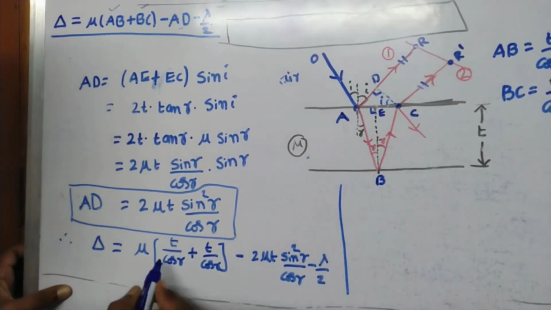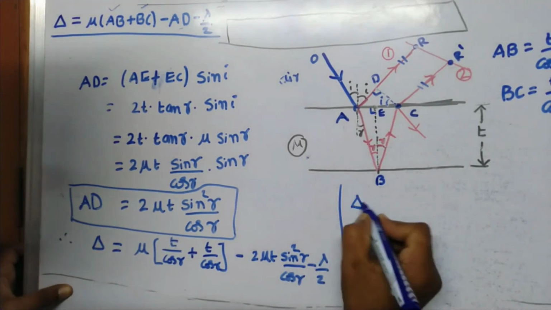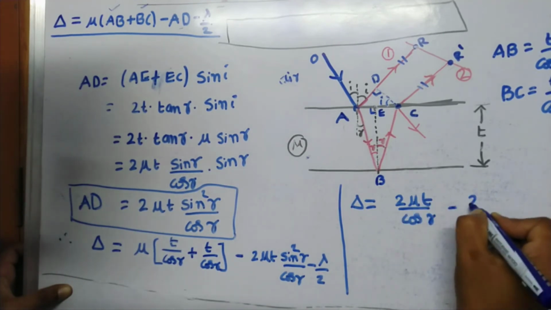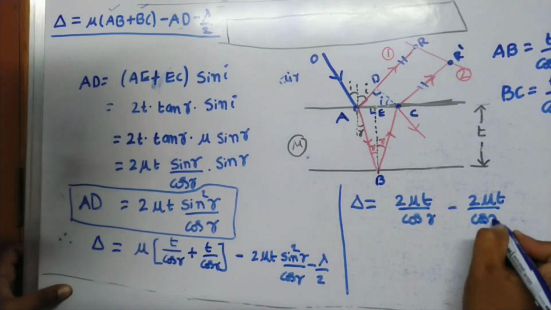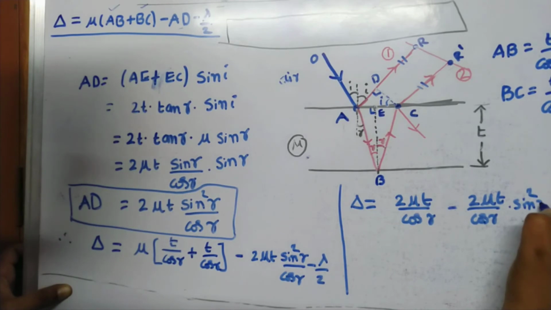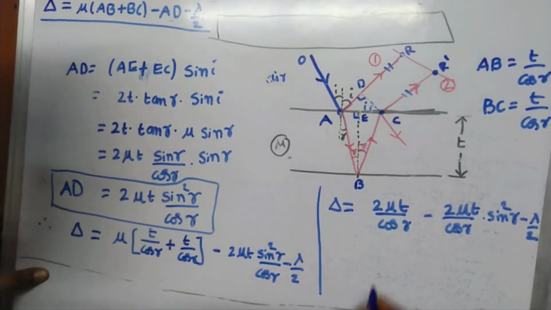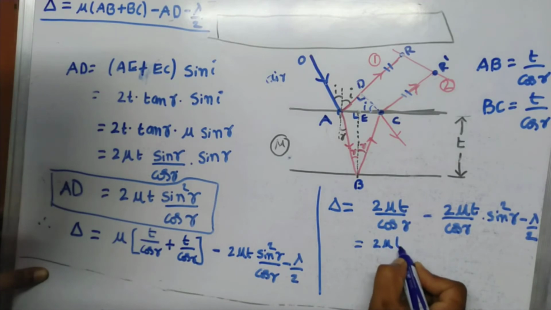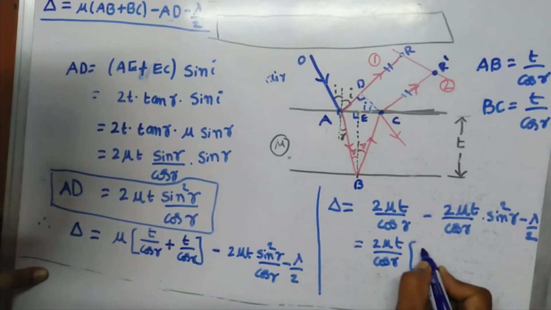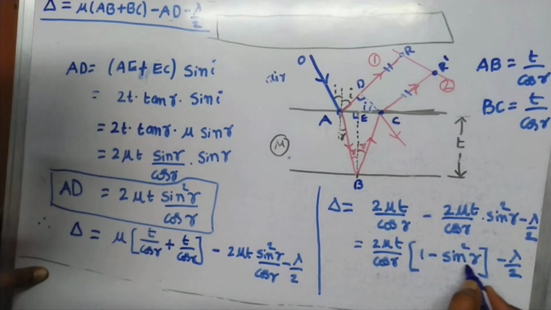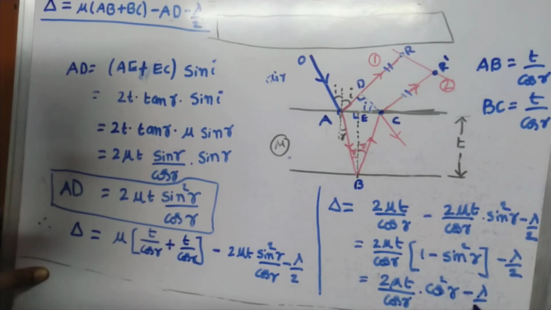Okay, now this is t, both are the same. So therefore delta is equal to 2 mu t by cos r minus 2 mu t by cos r into sin square r minus lambda by 2. Now if you take common 2 mu t by cos r, we get 1 minus sin square r, minus lambda by 2. Here this is cos square r. So therefore 2 mu t by cos r into cos square r minus lambda by 2.